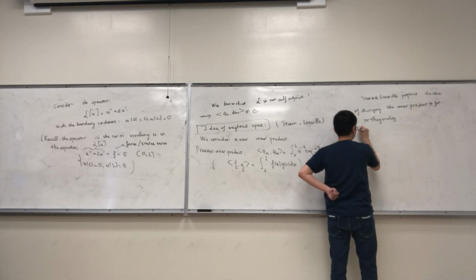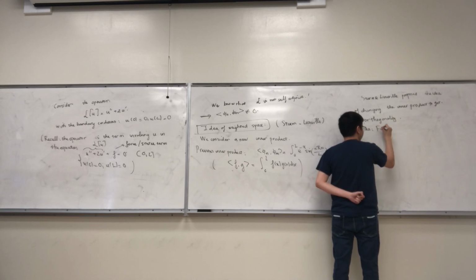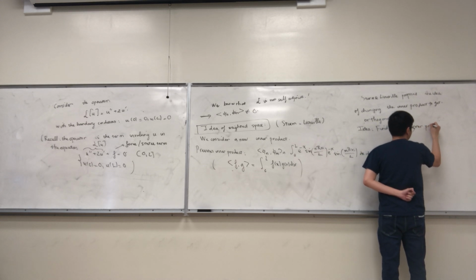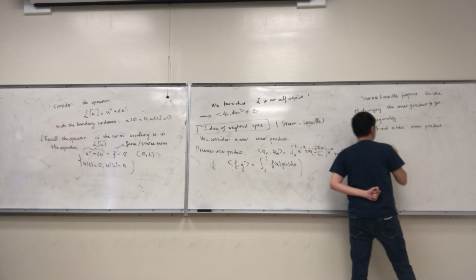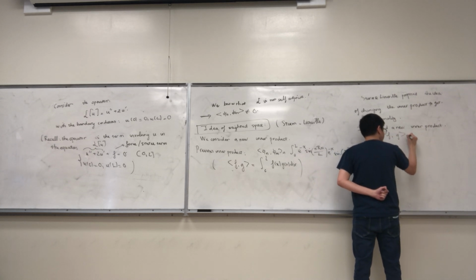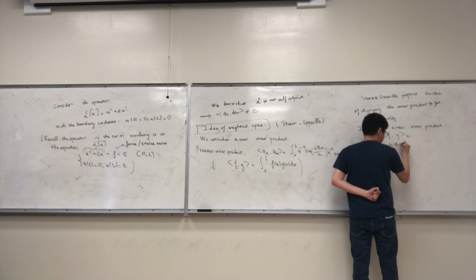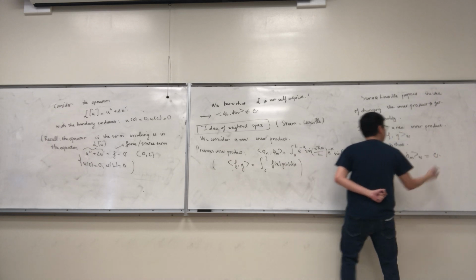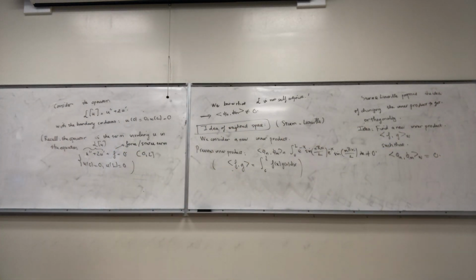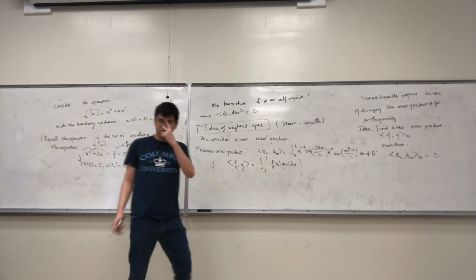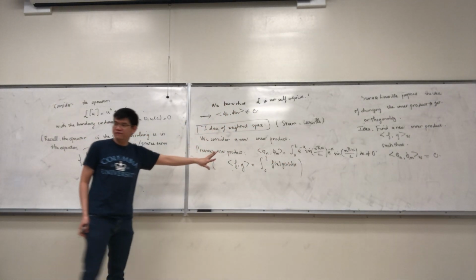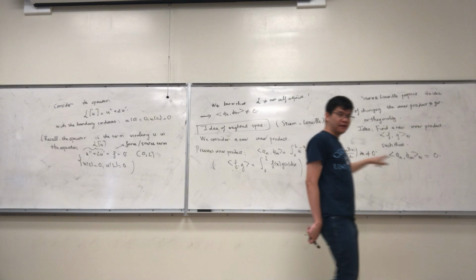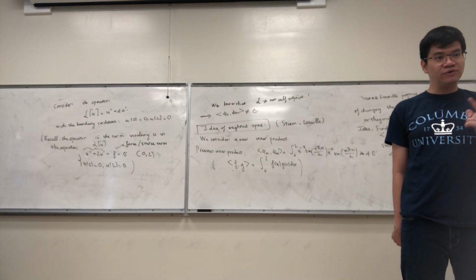So the idea is that we need to find a new inner product, for f and g, such that the inner product of Vn and Vm is zero. Right? So we struggle with the inner product. The classical inner product doesn't give you zero, which means that Vn and Vm are not orthogonal in the classical inner product, all right?